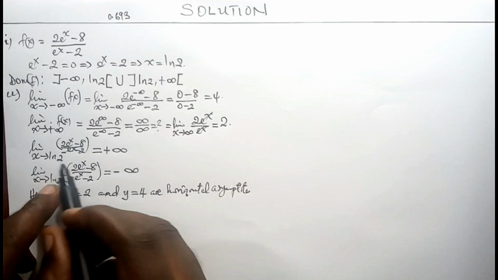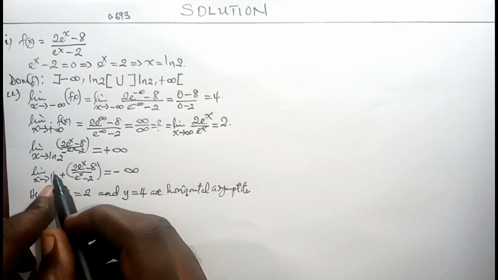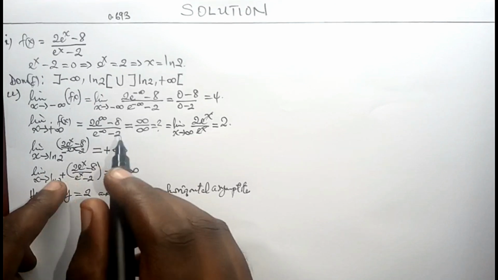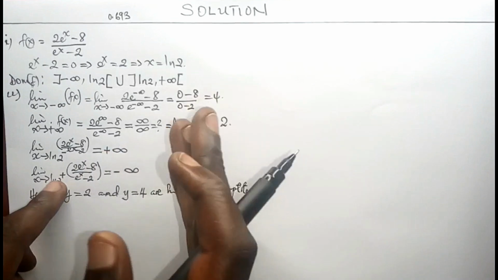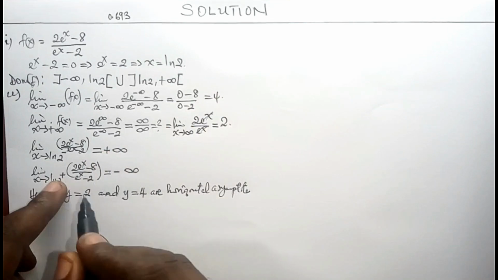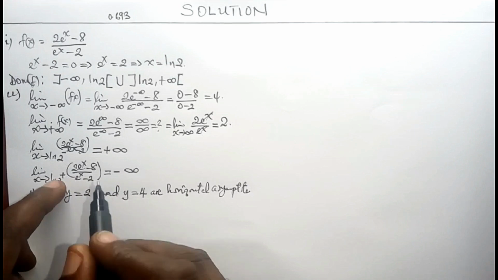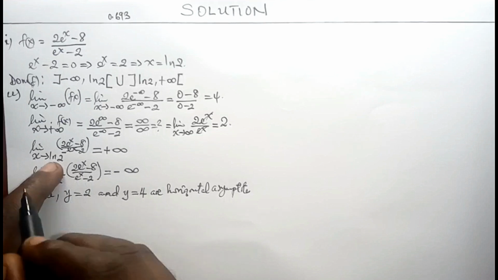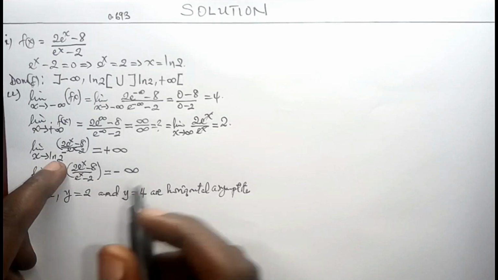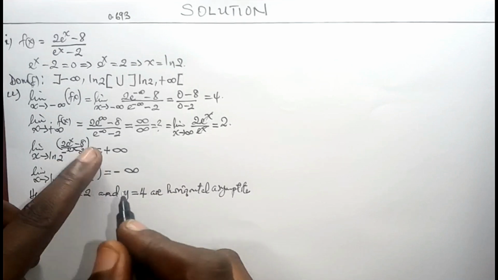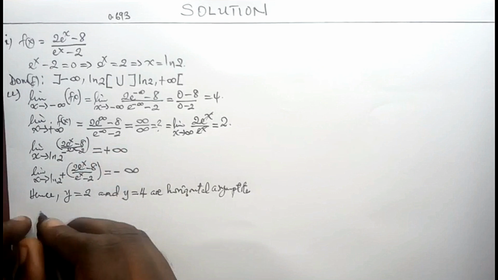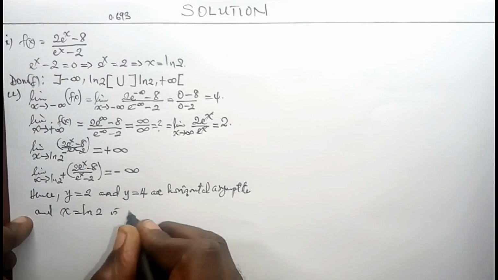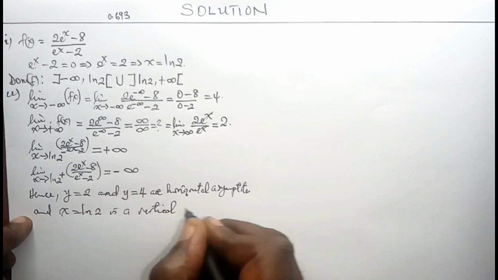Then the case of ln 2, we already said that the value of x that is not included in the domain automatically becomes a vertical asymptote. And to confirm again, as I said, the limit of the graph as x tends to that value, be it from the left or from the right, would always give positive or negative infinity, and it confirms here. So we also say x equals ln 2 is a vertical asymptote.